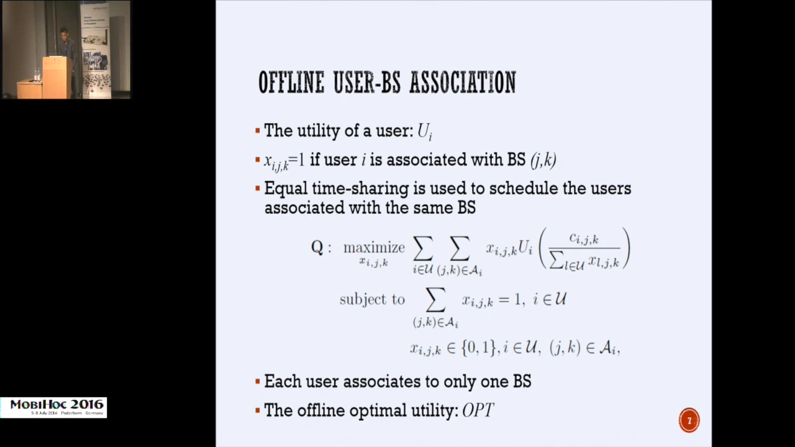When there are multiple users associated with the same base station, we assume that equal time sharing is used to schedule the users for their transmission. The utility function of user i, U_i, depends on the effective data rate. The effective data rate is just C_ijk divided by the time sharing fraction. The first constraint is that each user can only be associated with one base station. Last, we use OPT to denote the optimum offline utility.